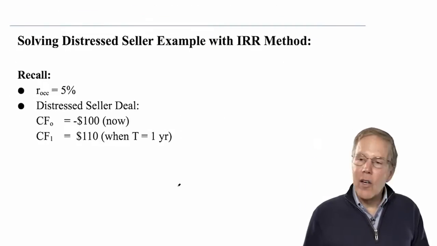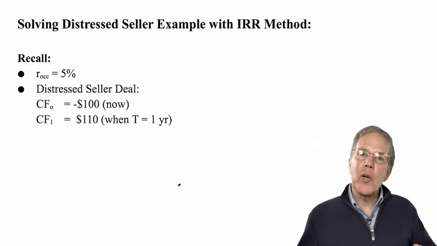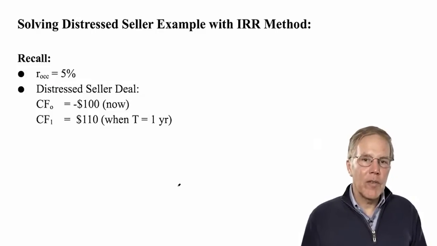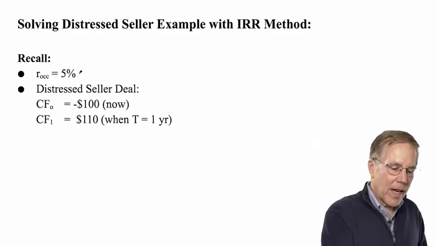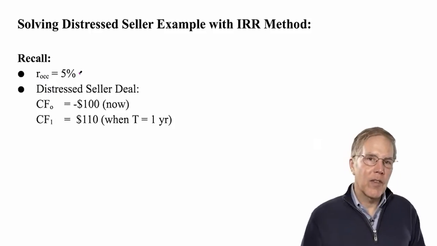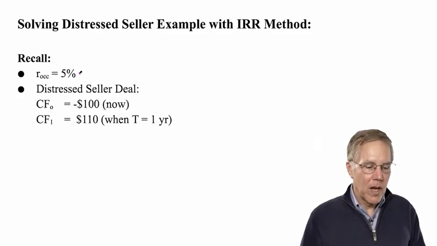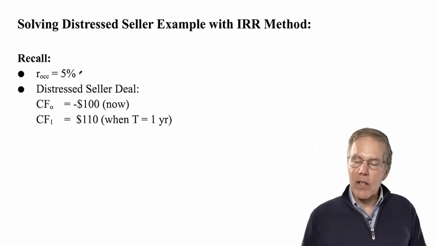All right, so let's apply the IRR method to our distressed seller problem. Remember our mission: invest in very safe stuff that is short duration, something like treasuries. Based on that, we went out and found that a diversified portfolio of that type of investment, we would expect to return 5% annually. So that's going to be our opportunity cost of capital.